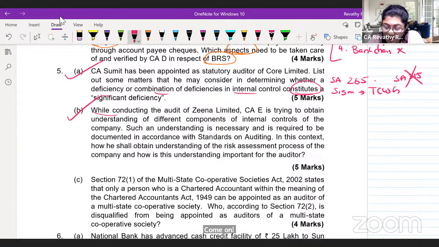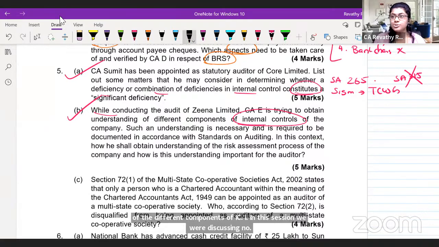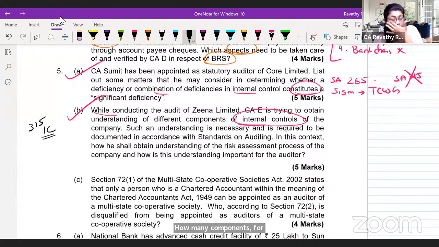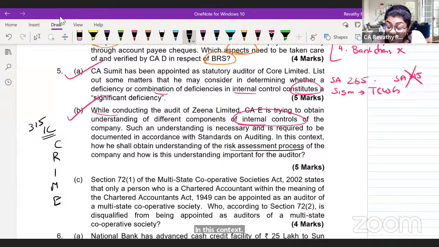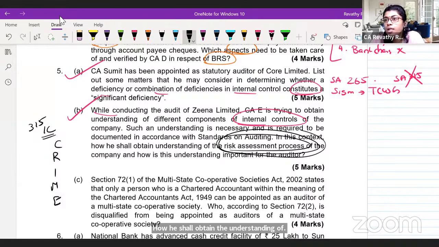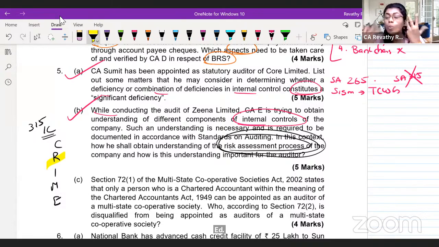While conducting the audit of Sina Limited, the auditor is trying to obtain understanding of the different components of IC. Yesterday in the session we were discussing, no. How many components of internal control as per 315? 5. CRIMI. Such understanding of control is required to be documented. In this context, how shall he obtain the understanding of risk assessment procedure? CRIMI, R. What is R in CRIMI? RAP.